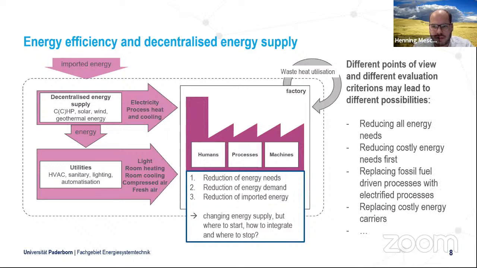Furthermore, there are different points and different evaluation criteria, and that shows us some different possibilities. So it makes a difference if you want to reduce your CO2 emissions or if you want to reduce your energy costs. Unfortunately, there's a difference. Maybe we can change that, for example, with a carbon tax or something like that, so that reducing our energy costs will directly lead to reducing our CO2 emissions.